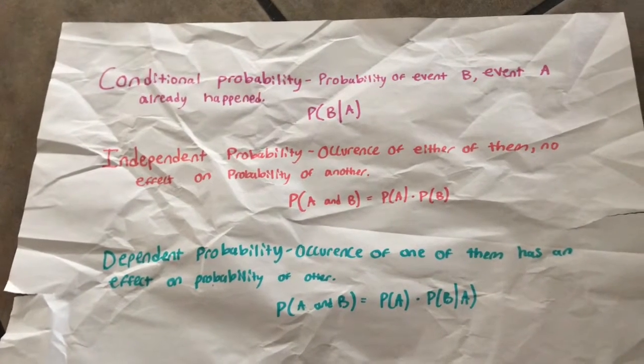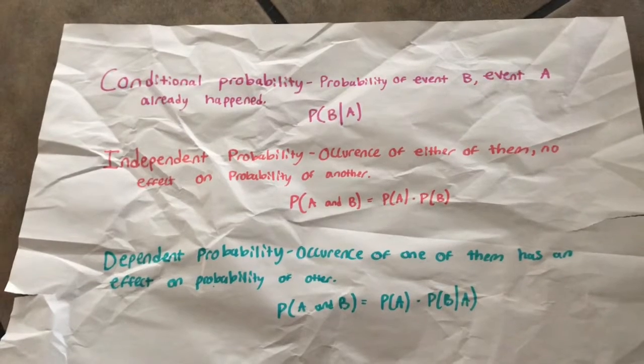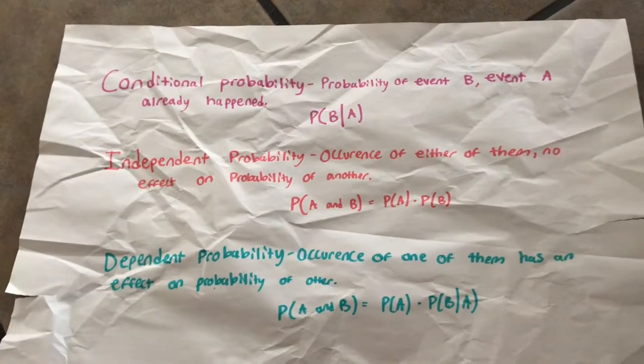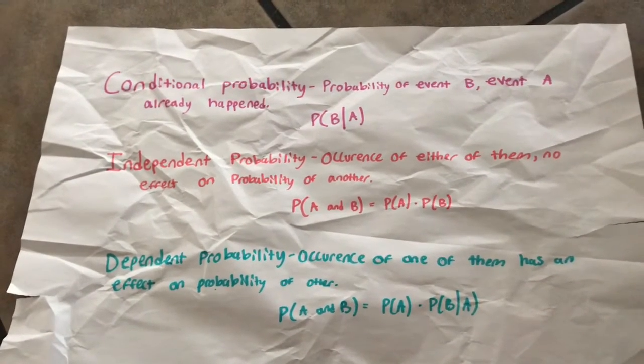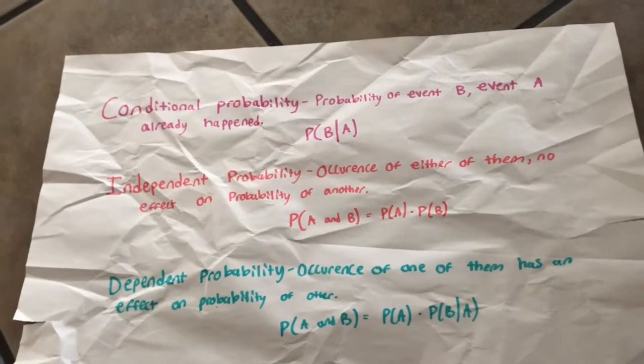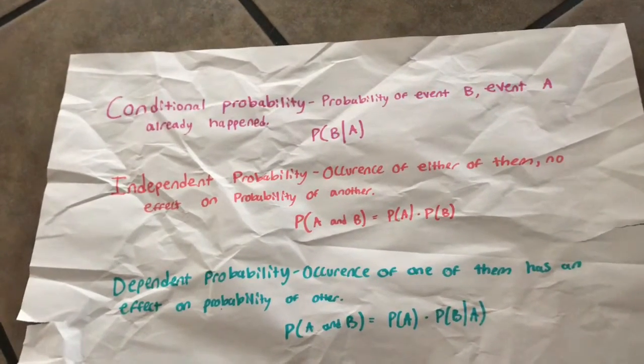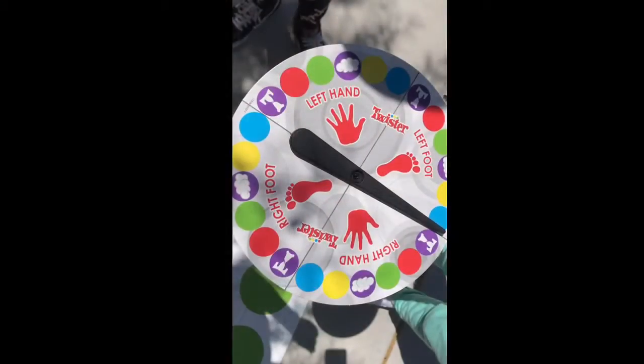Lastly, dependent probability: the occurrence of one of them has an effect on the probability of another. P of event A and probability of event B. To get that, it's the probability of event A times the probability of event B given A.